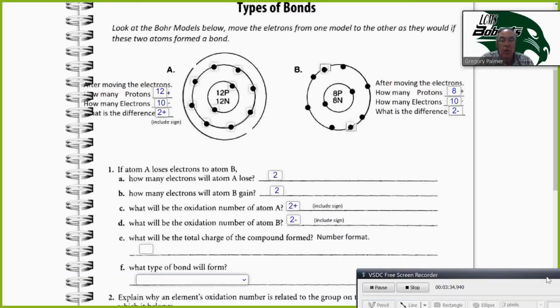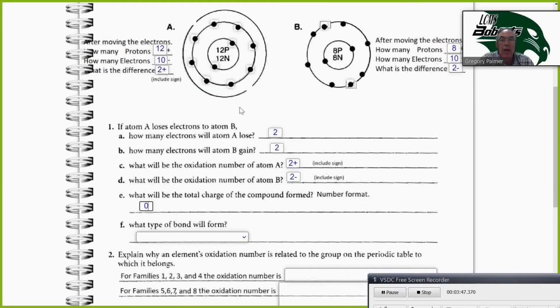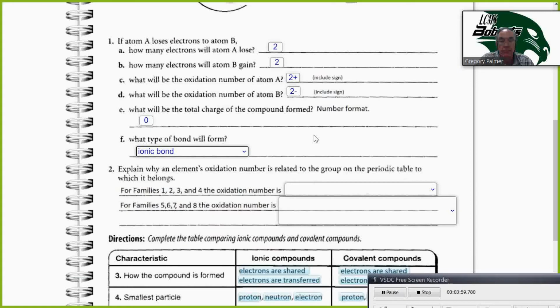And then it says, what will be the total charge of the compound formed? Well, when this makes a compound, we're going to have the 2 plus combined with the 2 minus, and the total charge of the compound is going to be 0. When atoms lose or gain electrons, that is an ionic bond because they were transferred. So we actually physically, in this case, by dropping them over here, transferred them.